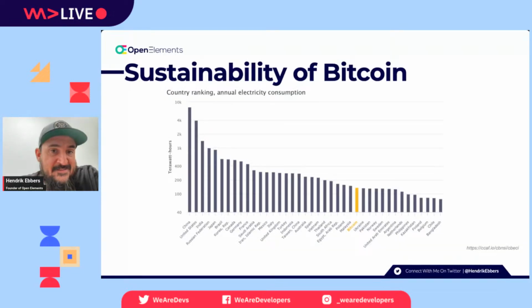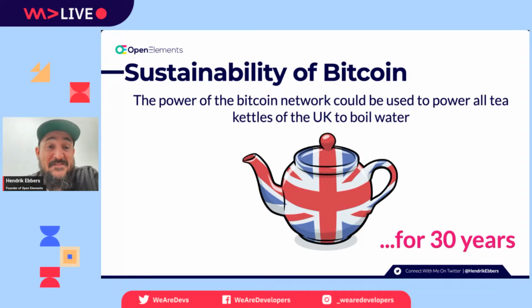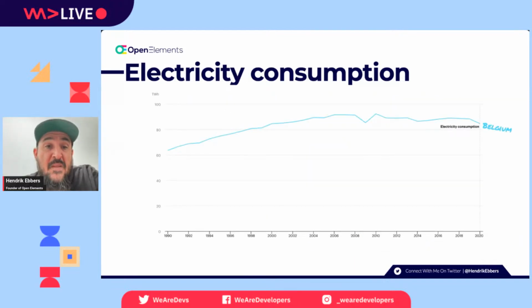We have already seen this slide. If you want an easier example that you can tell a friend, like when having a beer in a bar: the Bitcoin network could be used to power all tea kettles of the UK to boil water, which is really a lot, right? And the real fact is this: not just once, no, for 30 years. That is really, really high. As high as Ethereum was before they moved from proof of work to proof of stake.